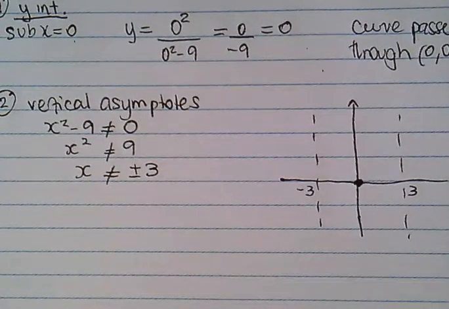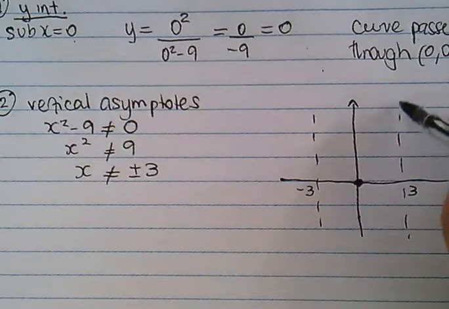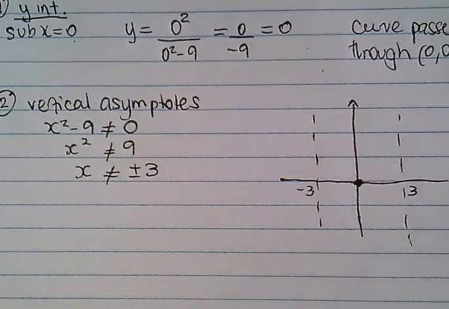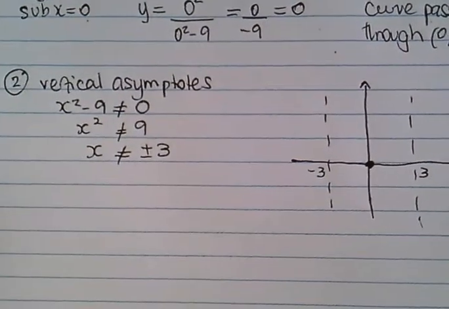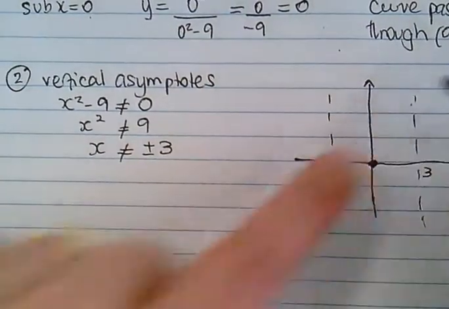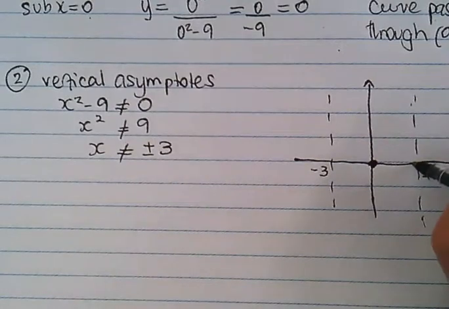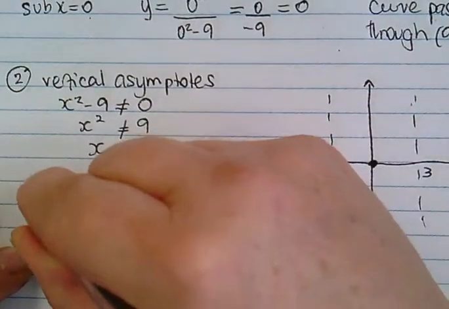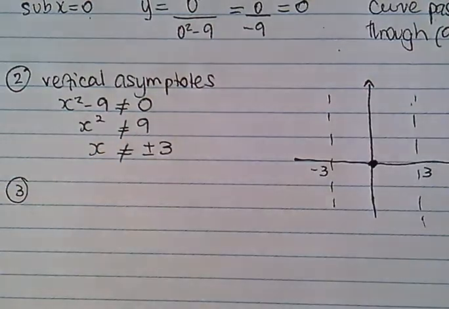And I know my curve passes through (0, 0). Now I need to do a few more things. I know that I've got an asymptote there at 3 and an asymptote there at negative 3. We're going to look at the behavior of the curve. I'm just going to go on this side. I'm wondering where the curve is at the point just before 3. So all you do is substitute. We're going to look at the curve around the asymptotes.